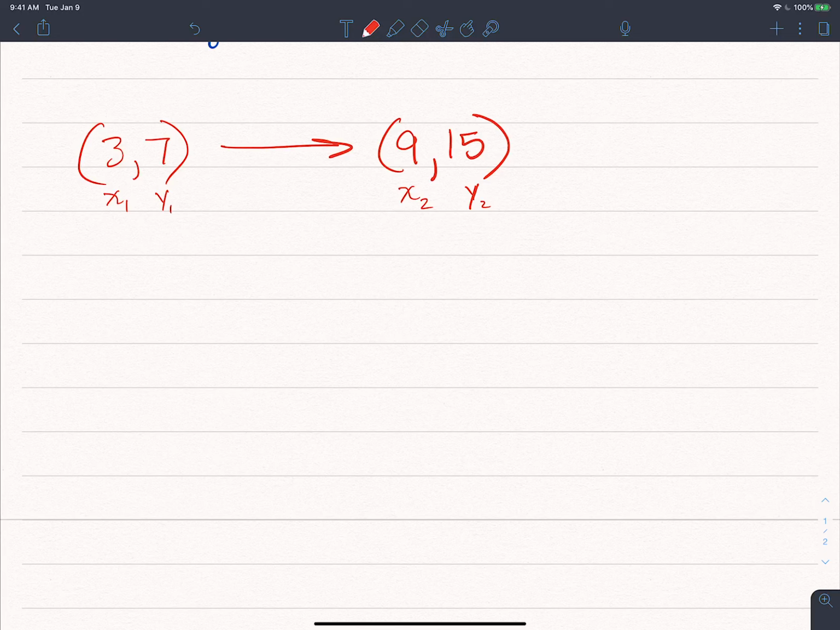I want you to pause it and try to figure out what the rise over the run is. Pause it and try to figure it out. If we look here, we could graph it. I'm just going to sketch a graph. Go ahead. If you didn't pause it, unpause it.